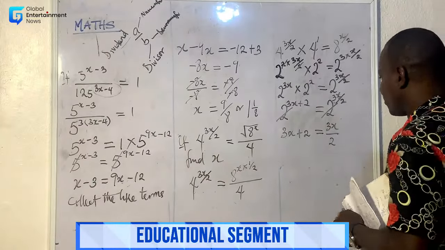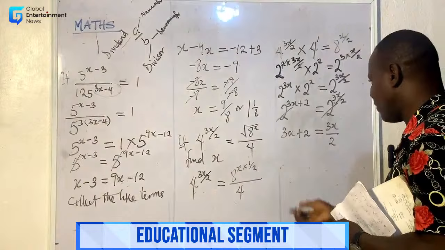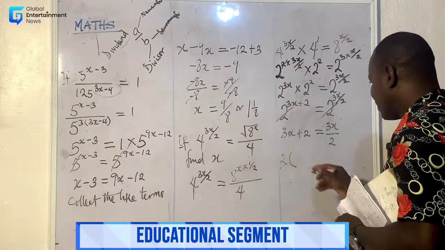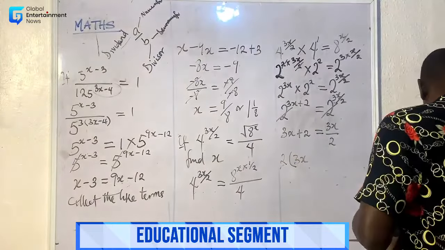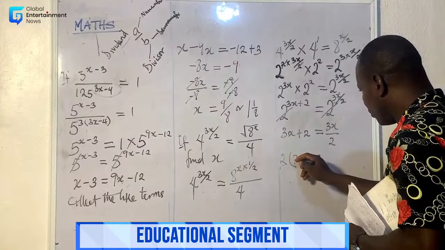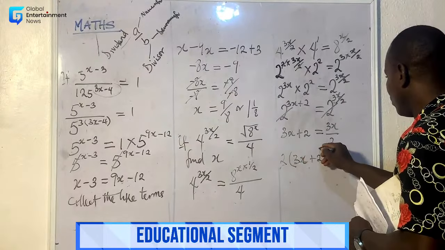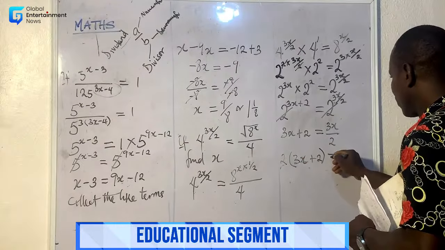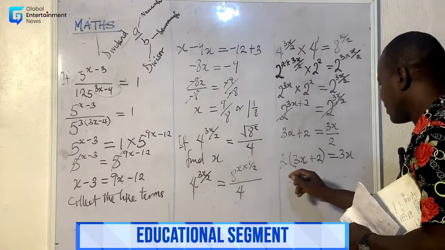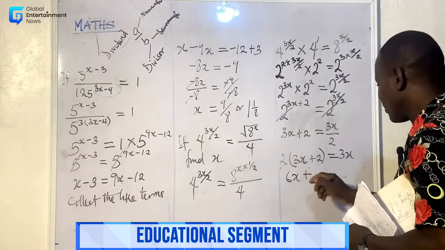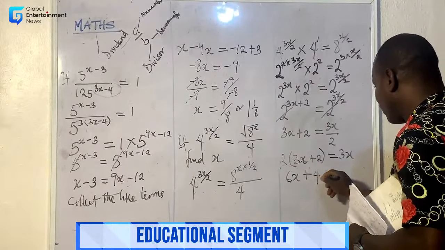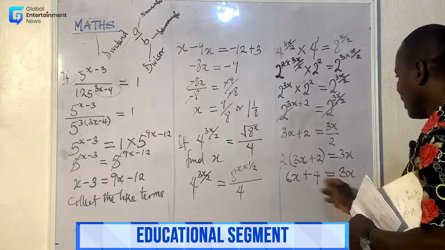We can also cross multiply here. So in order to get the value of x, this one will now give us 2 brackets 3x plus 2 is equal to, what is left now? 3x. Thank you. Now let's open the bracket. 2 times 3x is what? 6x. Plus, what is the next one? 2 times 2 is what? Is 4. Is equal to what? 3x.